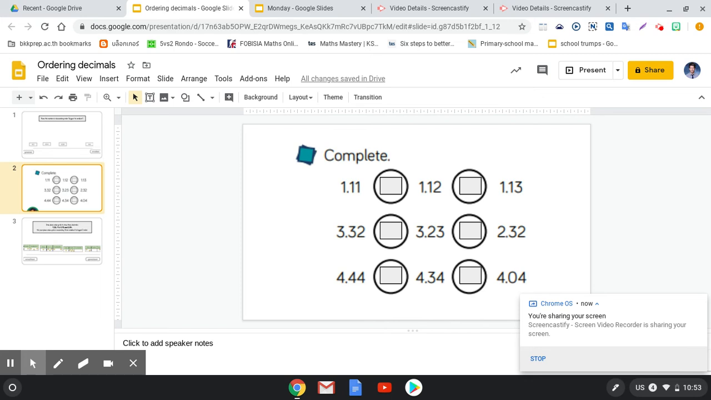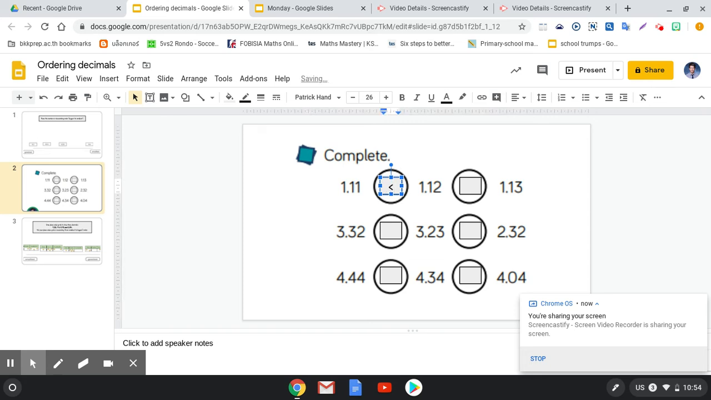Okay, so my job here now is to use mathematical symbols to show the order of the decimals. That is whether they are bigger or smaller. So if I look at this first one here, I've got 1.11 and the next number is 1.12. If I look in the ones, they're the same. If I look in the tenths, they're the same. But then when I look in the hundredths, I see that this hundredth is bigger. So remember that the arrowhead always points to the smaller number. So this shows that 1.11 is smaller than 1.12, or 1.12 is bigger than 1.11.